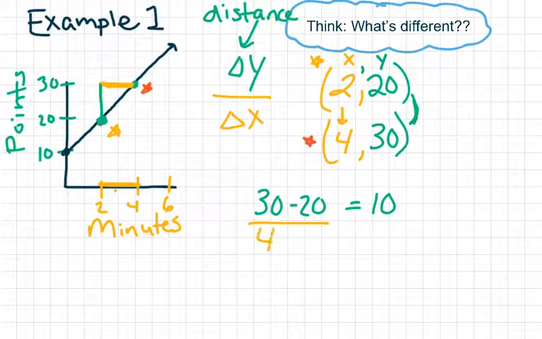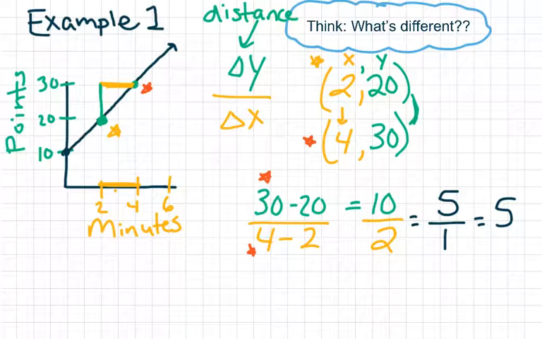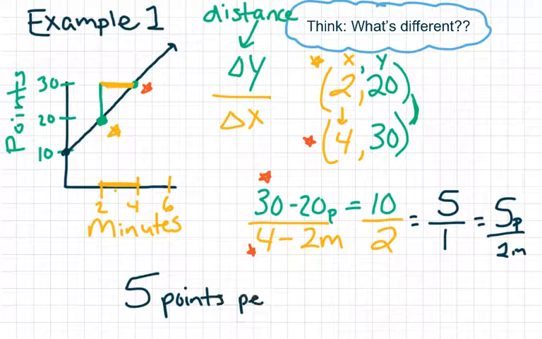To find that distance, I'll again start with the red one. See how we started with the red one and started with the red one? It doesn't matter which one you start with as long as you start with the same one each time. So we have 4 minus 2. That's equal to 2. And then when we divide these, we will get an answer of 5 over 1, or 5. Remember our numerator was points, denominator was minutes. So our unit rate then would be 5 points per 1 minute. 5 points per minute.